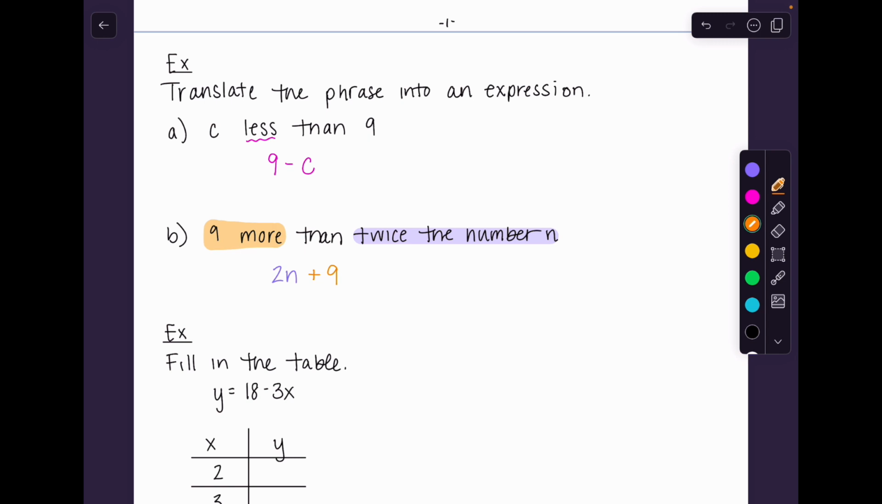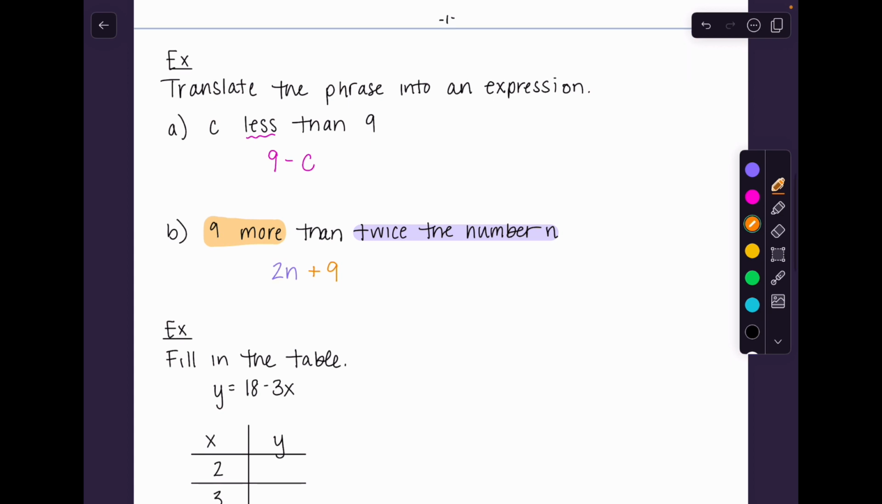Okay. So just try your best with those. If you see more, it's indicating addition. Less, subtraction. Twice, 2 times. 3 times would be multiplication. Half, you could do as 1/2 n, or you could also do n divided by 2 because you're cutting in half. So every single one of our English words will translate to that operation we want.